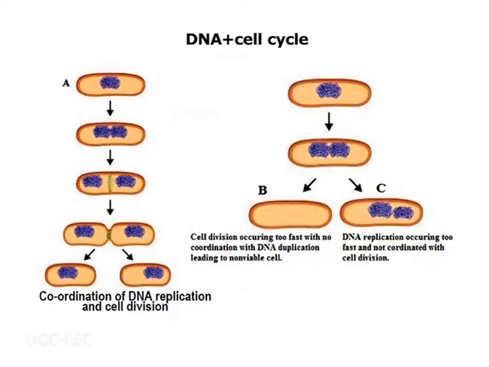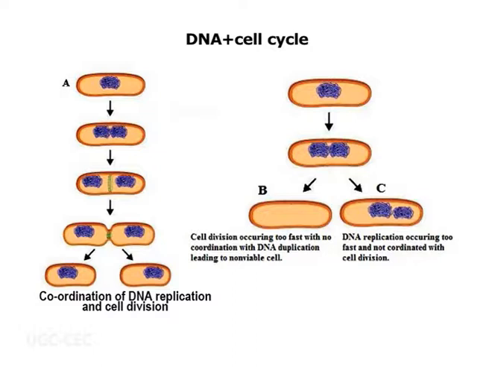Now let us see how DAM helps in replication. We know that the timing of the cell cycle needs to be coordinated. Bacterial cells divide very rapidly, and each bacterial cell must contain only one copy of the nucleoid. If the DNA replication occurs too slowly in comparison to bacterial cell division, then non-viable cells will be formed, because some of the cells might not receive the duplicated DNA copy.